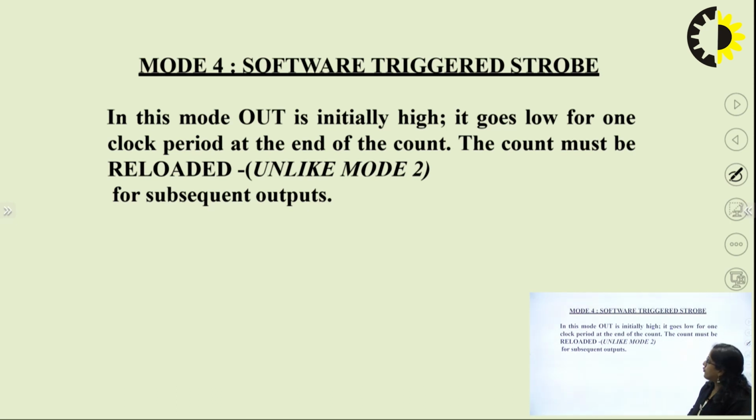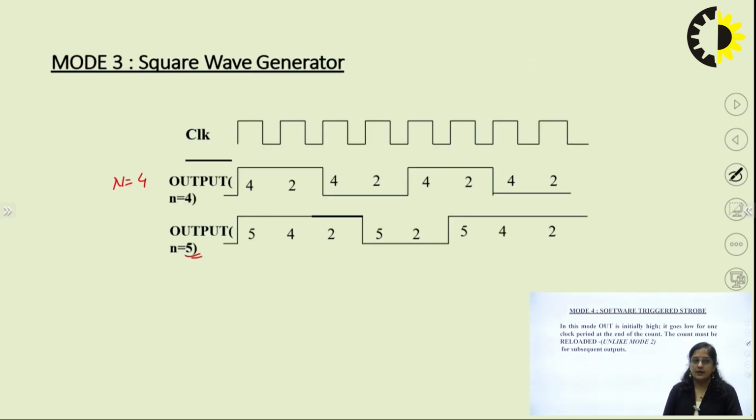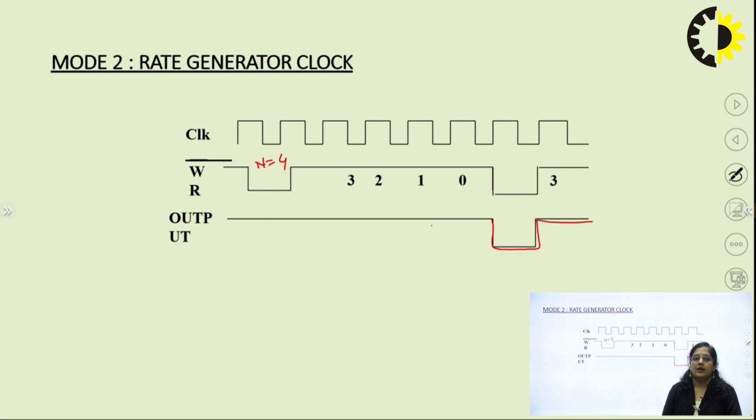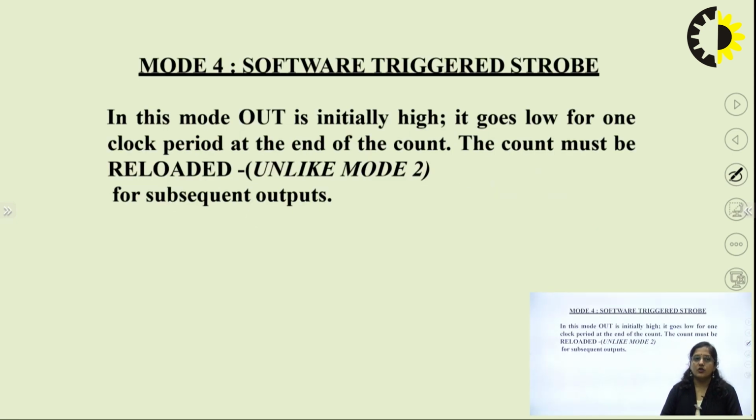Next mode is the software trigger mode. In this mode, the output is initially high and it goes low for a clock at the end of the count, and the count must be reloaded again. In case of mode 2, we have seen that the output is high and it goes low for one cycle. But in case of mode 4, the output is initially high and it goes low for one clock period at the end of count, and the count must be reloaded for subsequent output.